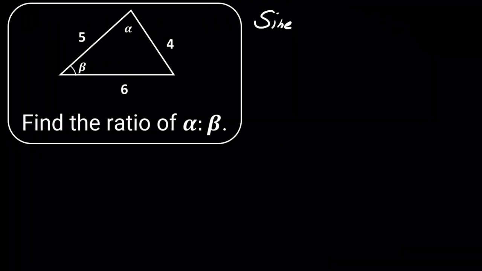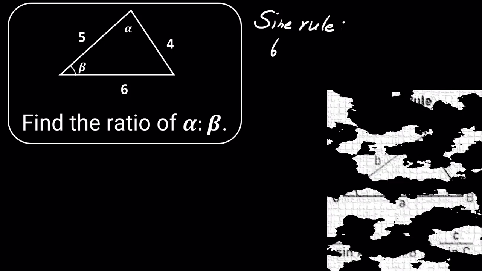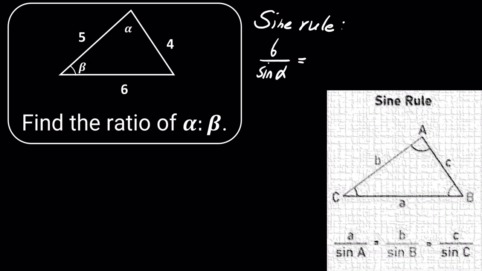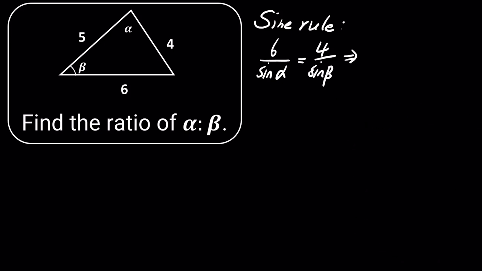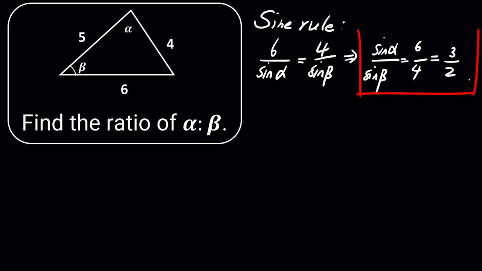It is not difficult to use the sine rule: 6 over sine alpha equals 4 over sine beta. And therefore, sine alpha over sine beta equals 6 over 4, that is 3 over 2. So the ratio of sine alpha to sine beta is 3 over 2.